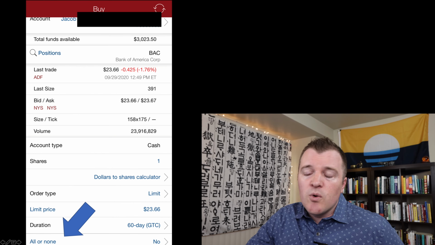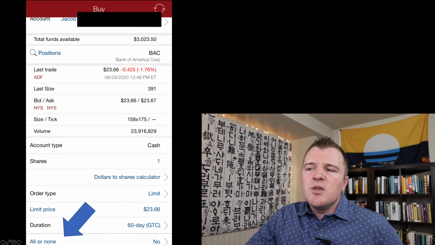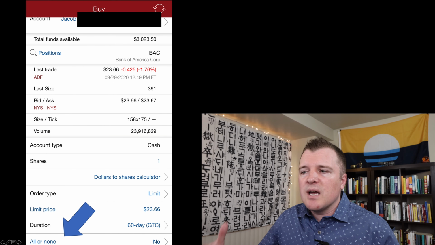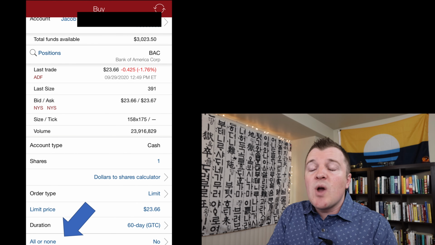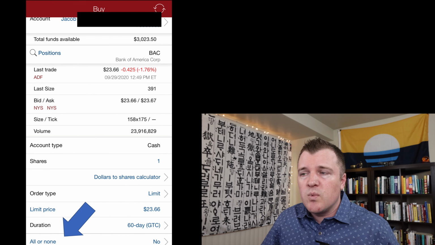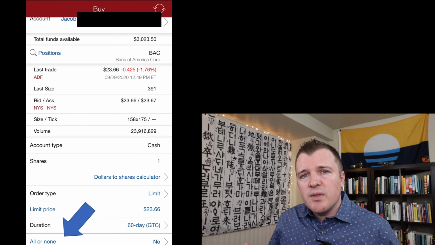So if it doesn't, for whatever reason, get filled today, you can have this be active in your account, and it'll try and fill if the price ever matches up with the seller. It'll try and fill within 60 days.